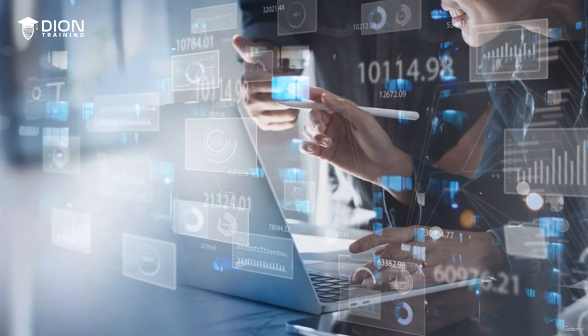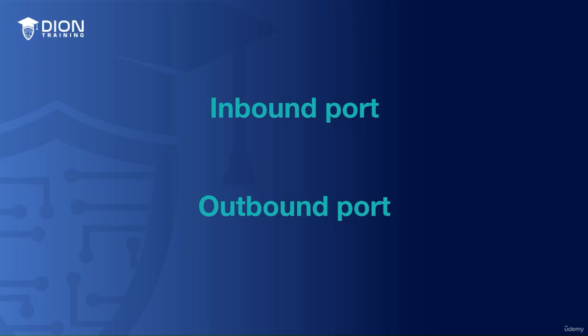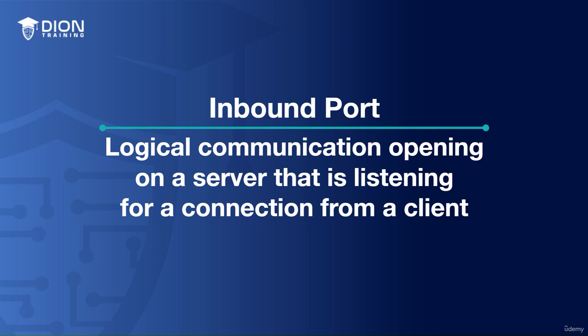For example, if you're running a secure web server that's used for e-commerce on your system, you're going to have port 443 open and listening for any inbound requests from your potential visitors. Now, ports are going to be classified as either inbound or outbound ports. An inbound port is used when a computer or server is listening for a connection. Just as in my earlier example, our web server had port 443 open and listening for a connection. That is an inbound port. It's just sitting there and waiting for somebody to come along and connect to it.